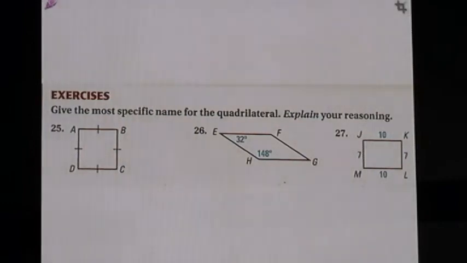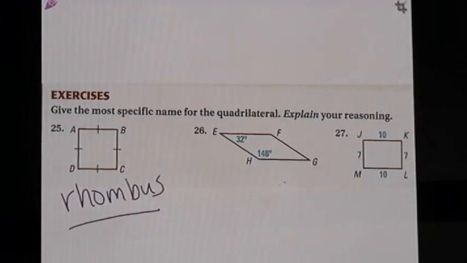All right, give the most specific name for this quadrilateral. Now be careful, because you can't say what it looks like. You have to say what you know. We know we have a quadrilateral with 4 equal sides. We can only say that's a rhombus. It looks like a square, but we can't say it's a square. It does not have right angles.